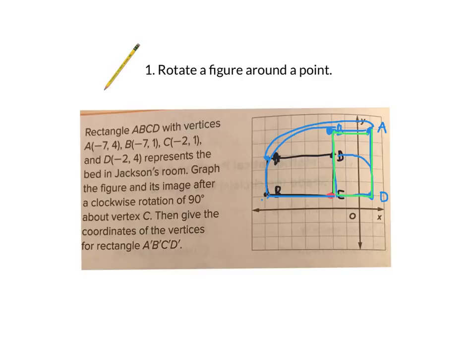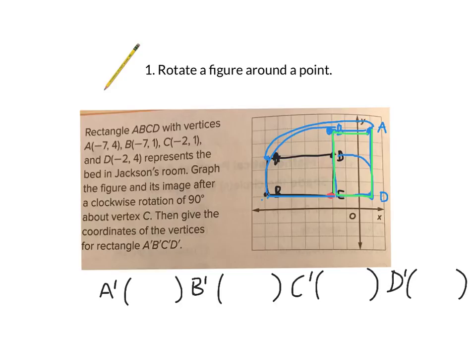With points A, B, C, D, or my image. So now to finish the question, it asks me to write the coordinates for each of my vertices. So again, C should be pretty simple because it's going to be the exact same thing since that's what I was rotating around. So my C still stays -2, 1. D right here is at 1, 1.